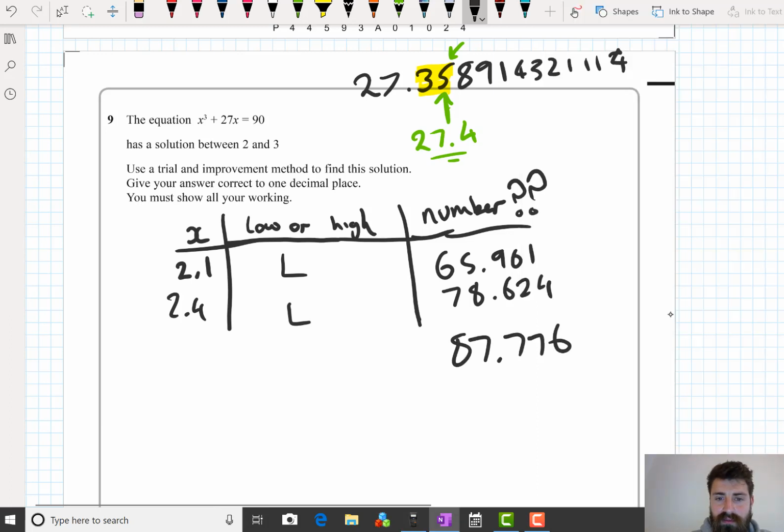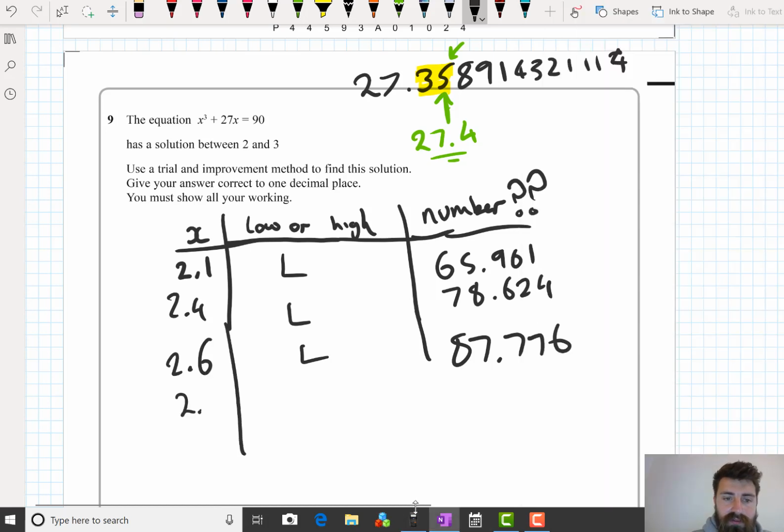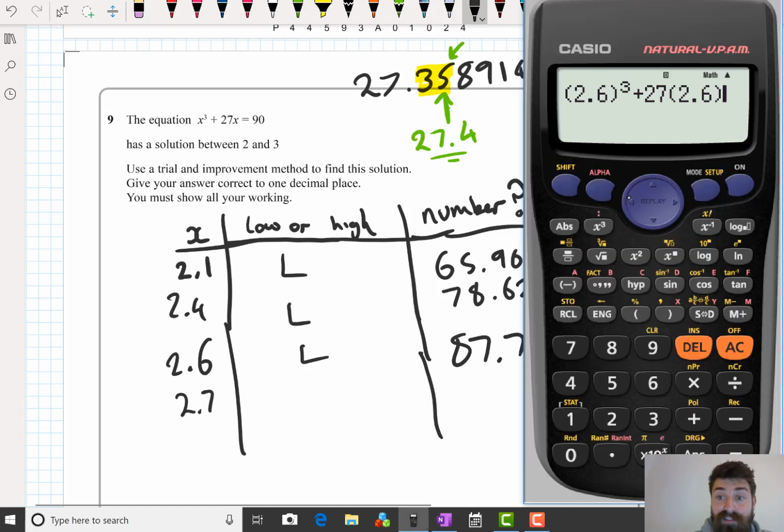It's low. We tried 2.6. Let's now try 2.7. We're getting there. Left. Yes, I didn't delete it this time. Always learning, eh? 92.583. It's too high.